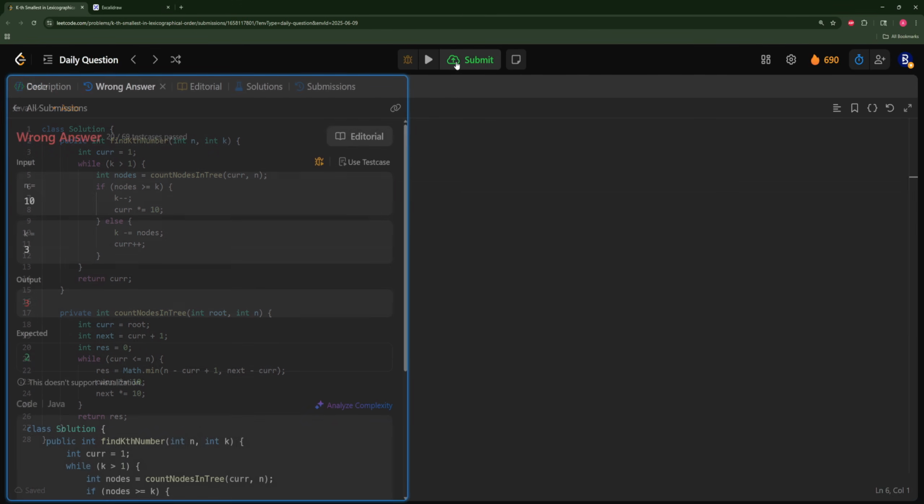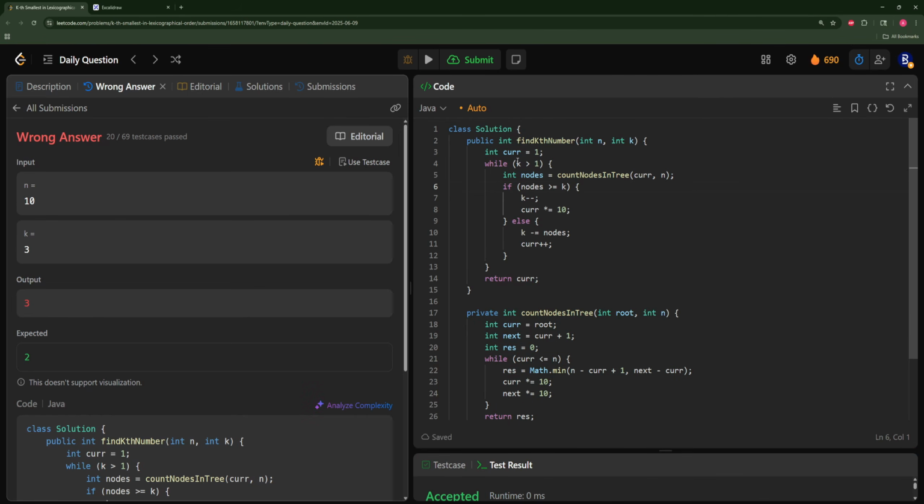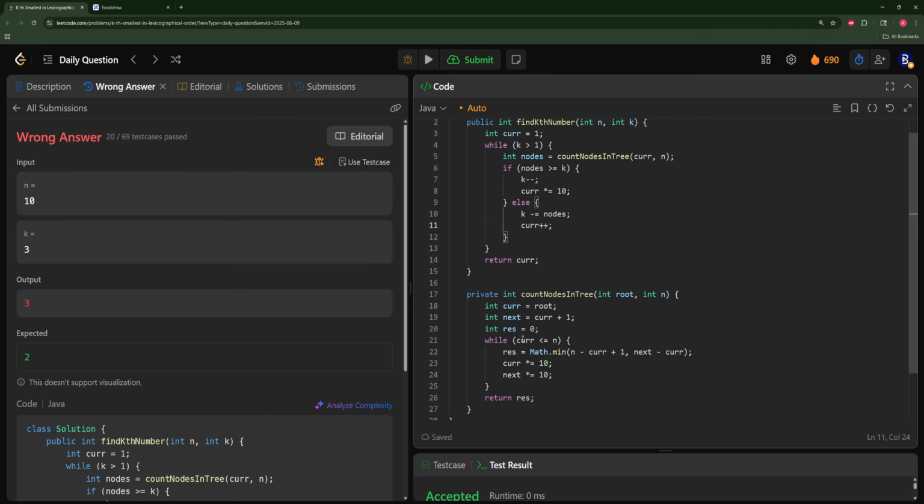Okay. And we got a problem. Okay, so we're saying it's 3, it should be 2. Did we screw anything up? So, okay. So if nodes is greater than k, then we need to go down. Otherwise, we go across. Oh yeah, we need to accumulate this. So let's try again.